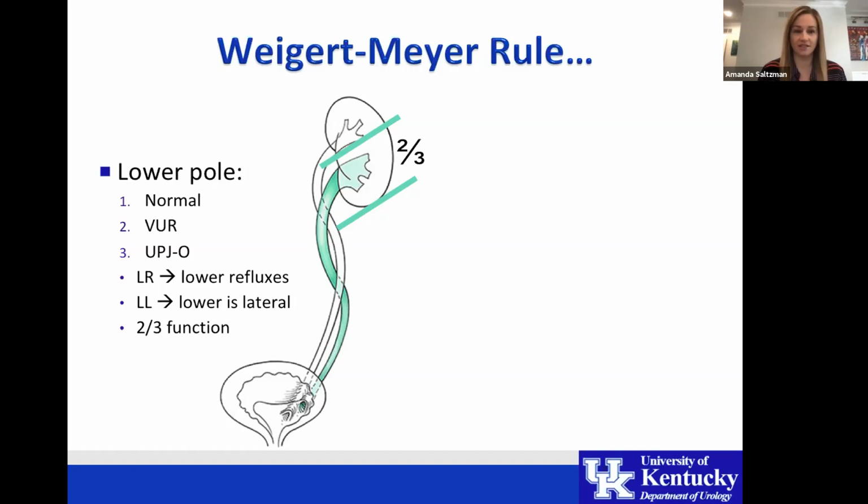You have to know this, okay? When you talk about the lower pole, it can do 3 things, and basically only 3 things. It can be normal. It can have reflux, which would be most common, or it could have a UPJ obstruction. It can't have ureteroceles, it can't be an ectopic ureter. The other thing that you may be asked about is when you look in the bladder on cystoscopy, which UO is associated with which moiety. The way I remembered it is L and L, so the lower is always lateral, and then LR is lower refluxes. Importantly, the lower pole of the kidney should do 2/3 of that side's function.